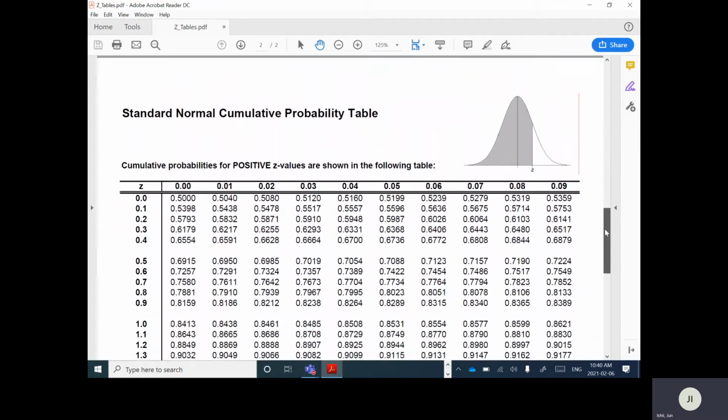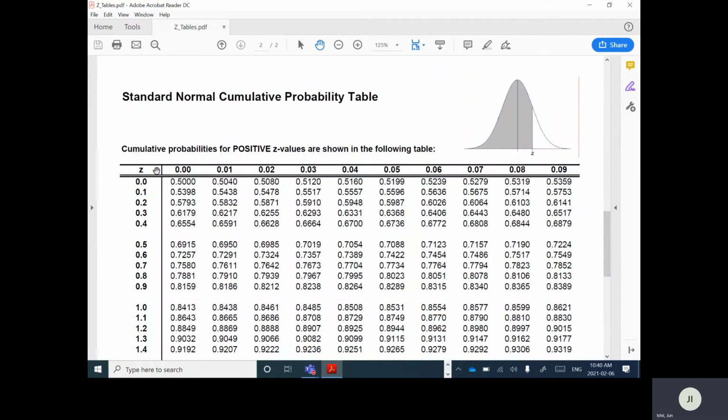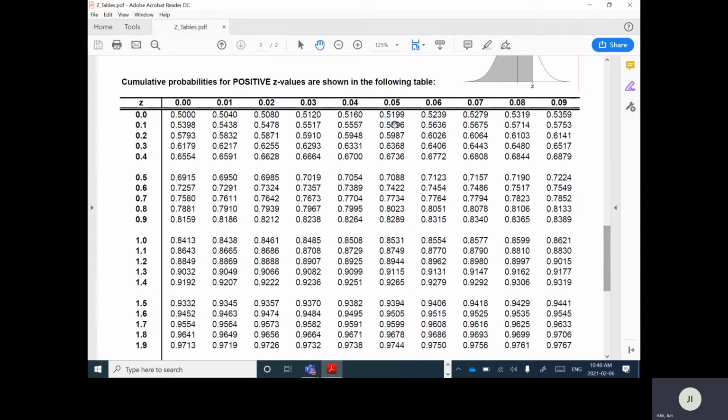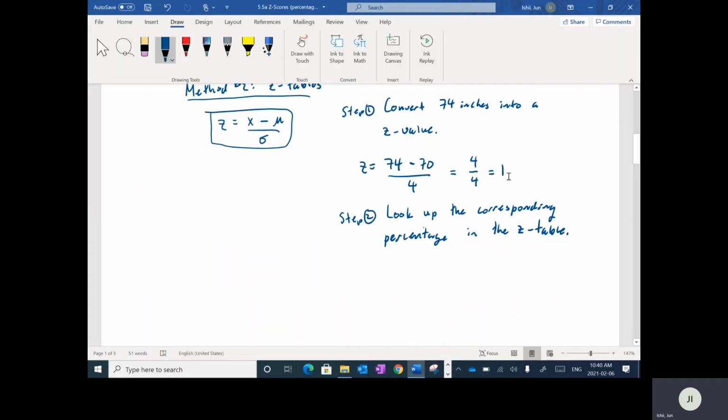If I scroll down to the second page, these are all positive numbers. The way this table works is that you could look up Z values to basically 2 decimal places. In this case, I want to find the percentage corresponding to a Z value of 1.